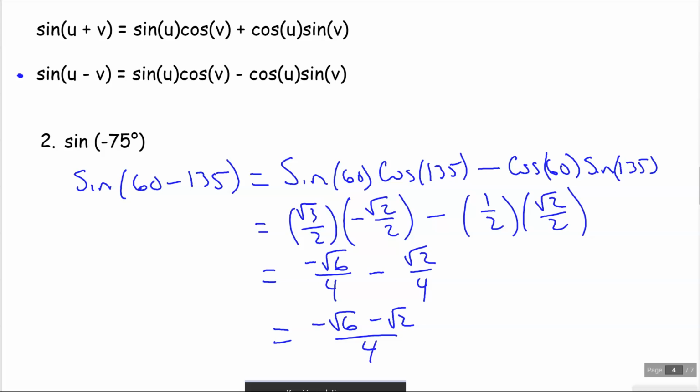all over 4. So the answers that we're going to get for these types of problems are all going to have a root 6, a root 2, and a 4 on the bottom. Should make sense because the combinations of the unit circle of root 3 over 2s, root 2 over 2s, 1/2, putting them together, these are the things you're going to get. The things that are going to change are the signs. Okay? And again, if you chose different values, you might have gotten negative root 2 minus root 6 all over 4. It's the exact same answer. All right?